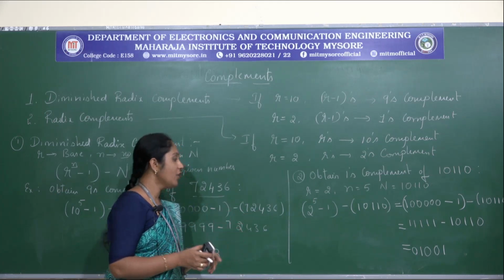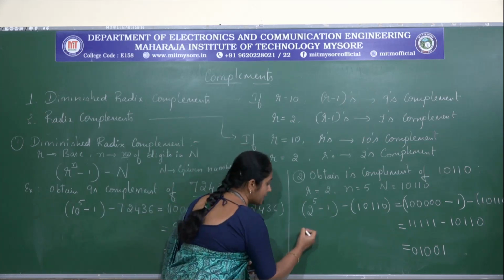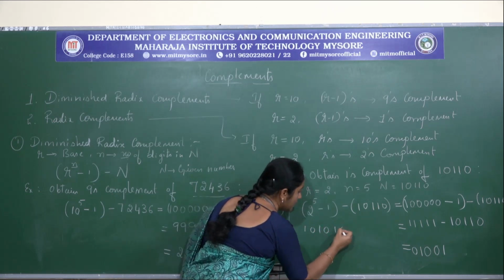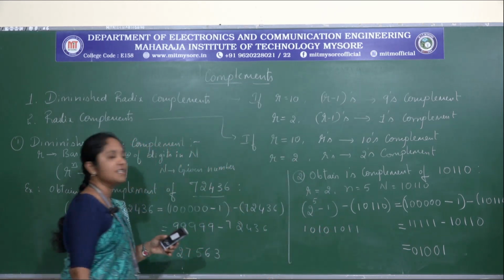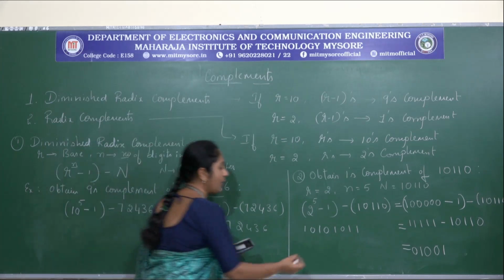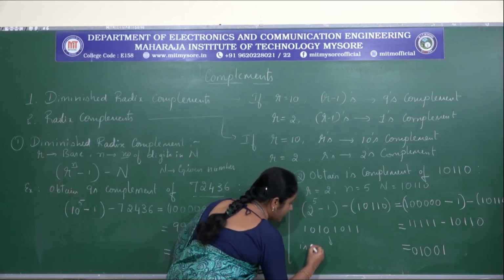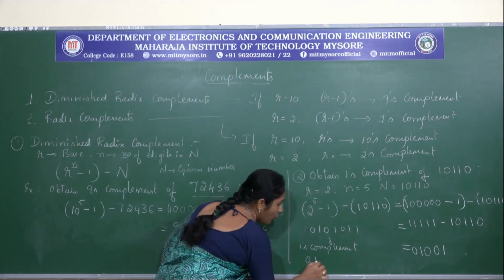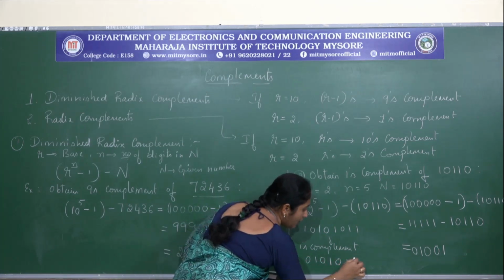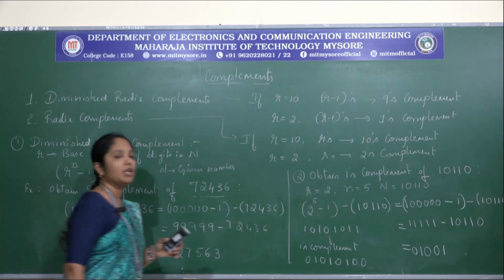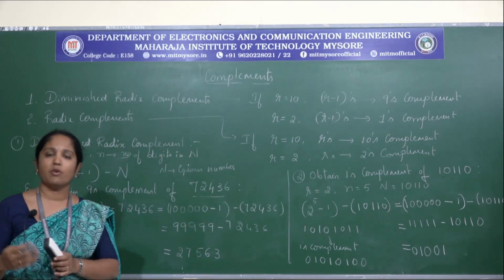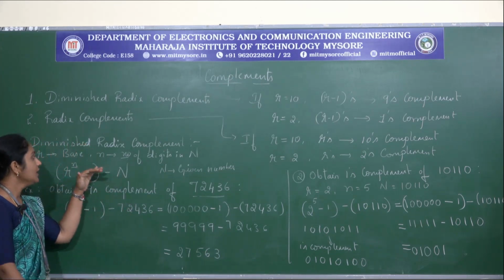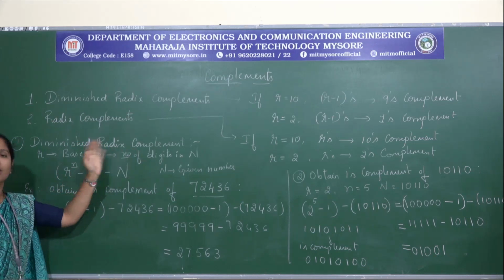that is sufficient, okay. Therefore, if I give some other example, let me consider this string. If I ask you to obtain the ones complement, the ones complement of this is 0, 1, 0, 1, 0, 1, 0, 0. Simply put zeros for ones and ones for zeros. That is the procedure, okay. So this is about diminished radix complement, okay.